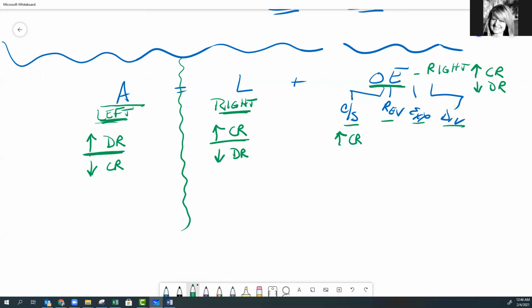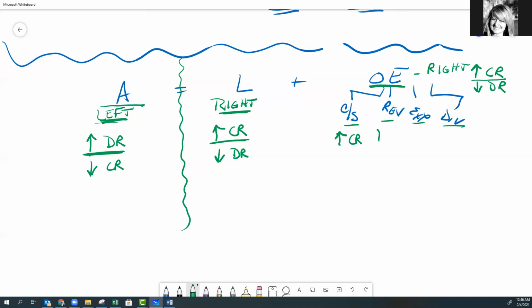So let me say that again. When common stock goes up, owner's equity also goes up. So we make owner's equity go up with a credit. Owner's equity is on the right side, so we make it go up with a credit and down with a debit.